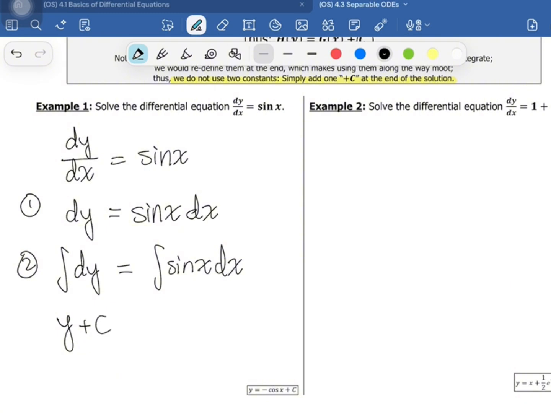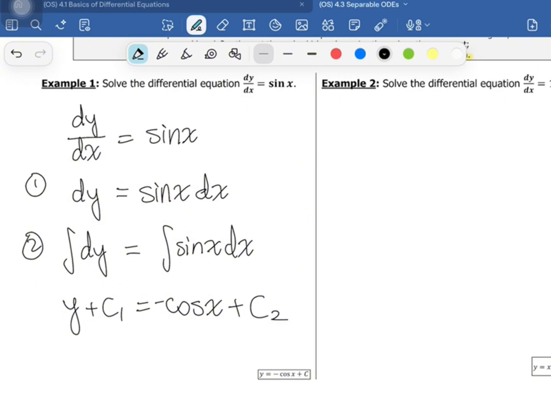So y plus c1, your first constant, equals negative cosine x plus c2. Now, if you want to isolate y, you would redefine c to equal c2 minus c1 because we want to move this guy to the other side. We want y by its lonesome, right? So we would get that y equals negative cosine x plus c.